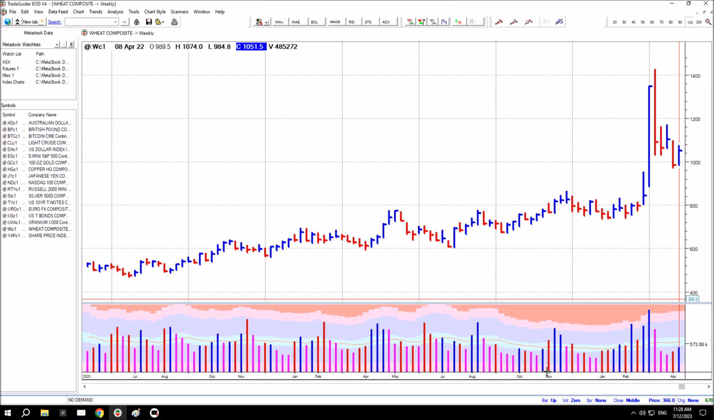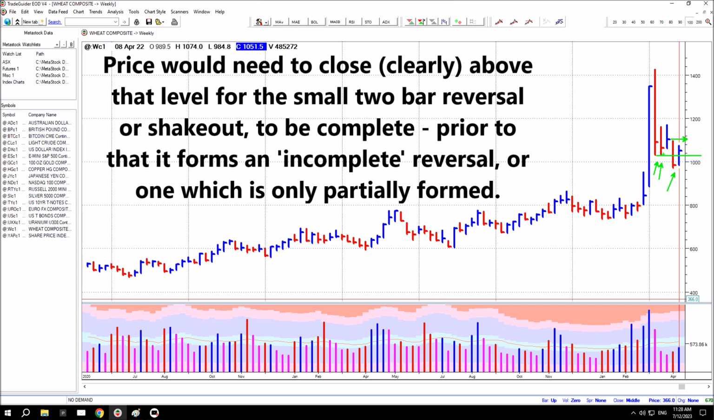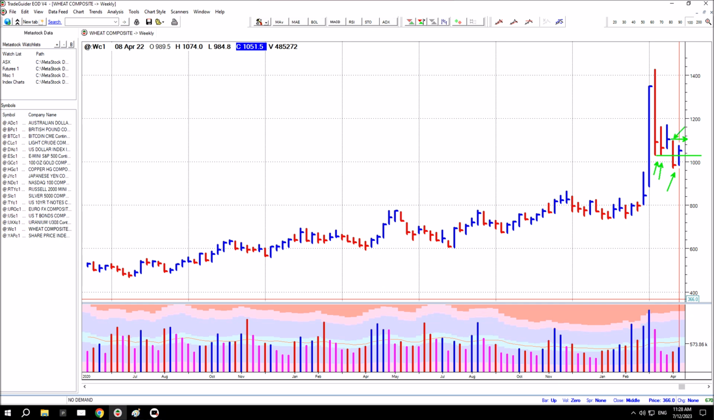Next bar is an up bar. Price closed higher and it's back within the range set by these lows. So it's back above. And this looks a little bit like a little mini shakeout over 2 bars. Price would need to close above this level to be successful. So it's a potential 2 bar reversal or shakeout, but to be complete, it would need to close above where price broke down from, which is this juncture here. So it's an attempt to challenge any sellers to come out.